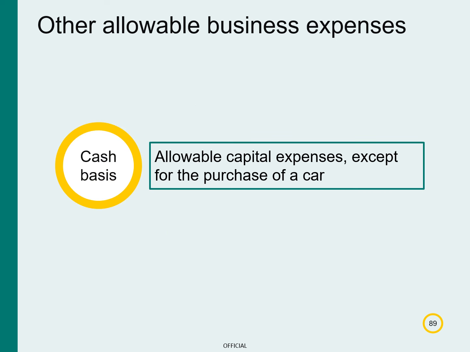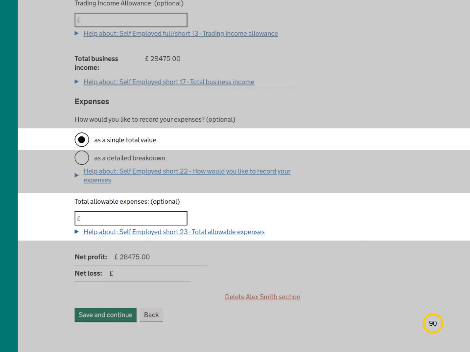As I mentioned earlier, if you are using cash basis, you can also include any allowable capital expenses, except for the purchase of a car. If you choose to enter your expenses as a single total value, you're given a box to show your total allowable expenses. The Help About link gives guidance on what is and is not allowable. There are also links to videos on HMRC's YouTube channel.